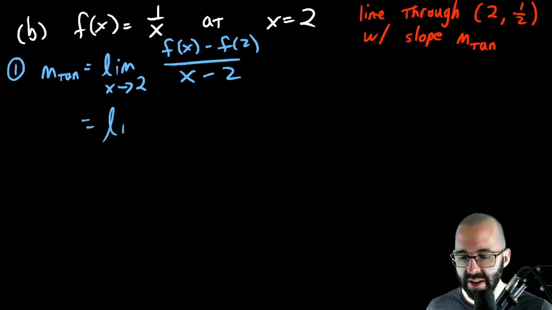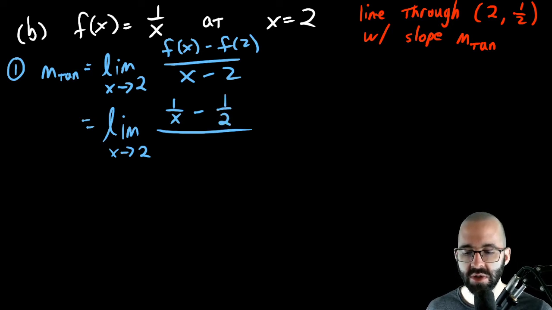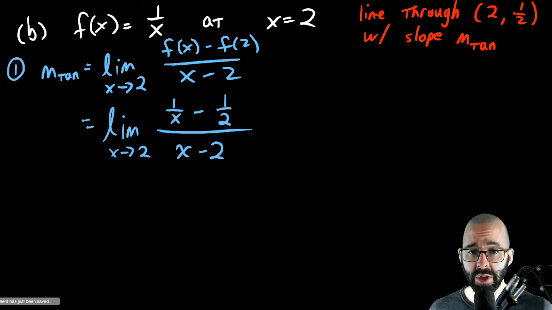So we need to simplify this. So this is the limit as x approaches 2. What is f of x? f of x is 1 over x. And f of 2, we already found that. That's what happens when you plug 2 into our function. And we have our denominator. Now, hopefully you got to this point.